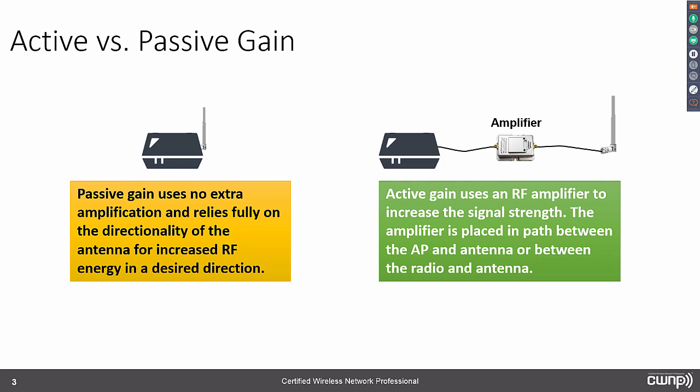Some antennas have higher passive gain than others. So if you need to create a long-distance bridge link, for example, you want an antenna with very high passive gain. In addition to passive gain, we have active gain. This means we're actually adding RF energy. In order to do that, you have to have an amplifier, or of course you could turn up the power on the AP, but we generally call that the output power and not necessarily active gain.